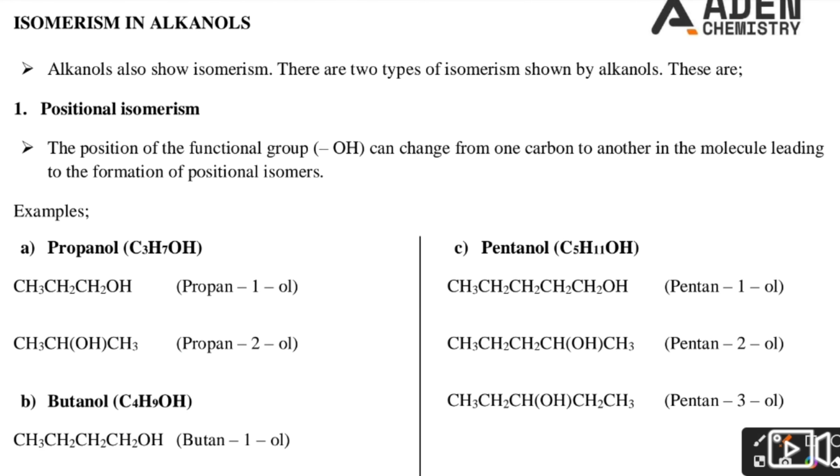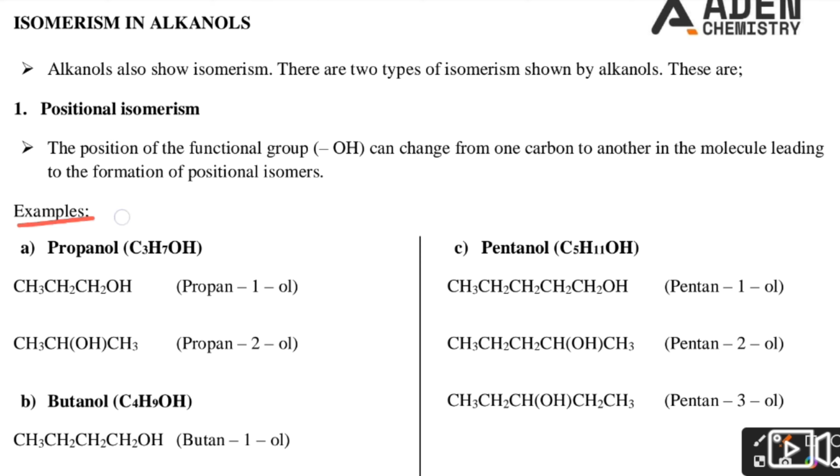So let's proceed to isomerism in alkanols. Alkanols also show isomerism. There are two types of isomerism shown by alkanols. Number one, positional isomerism. The position of the functional group, that's the OH, can change from one carbon to another in the molecule, leading to the formation of positional isomers.